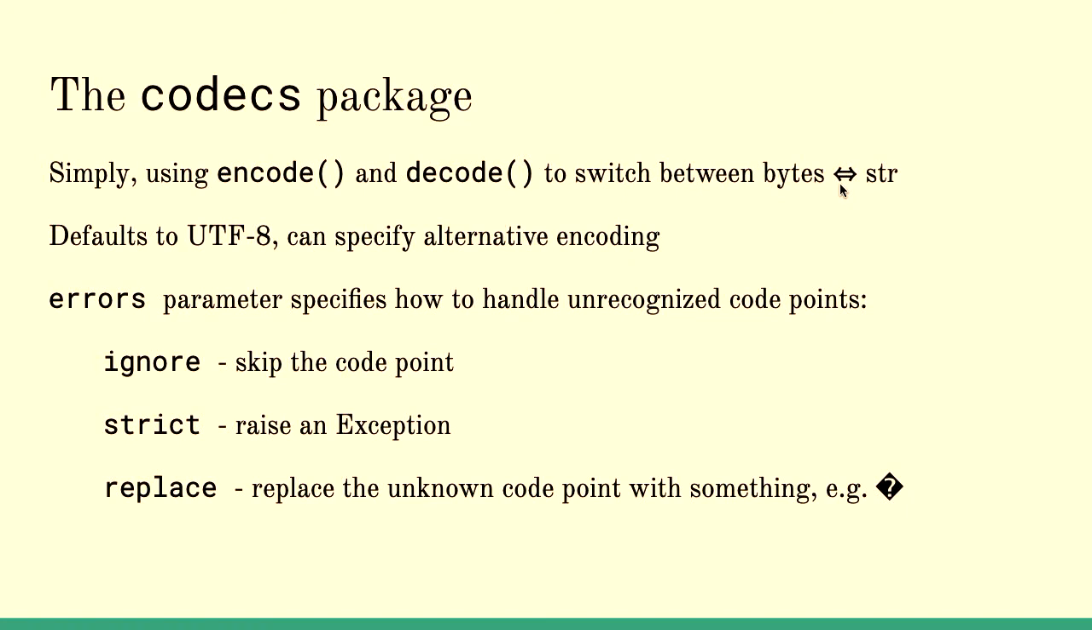So how do we handle this in Python? First of all, obviously the first thing we do is use the codecs package, right? We just call the encode or decode function on the string that we want to convert to bytes, or the bytes that we want to convert to a string. We can choose between three error handling parameters: do we want to skip this, or do we want to raise an exception if we can't recognize the code point, or do we want to replace the unknown code point with something else, like that symbol there, which you sometimes see if there's a mistake in the encoding.